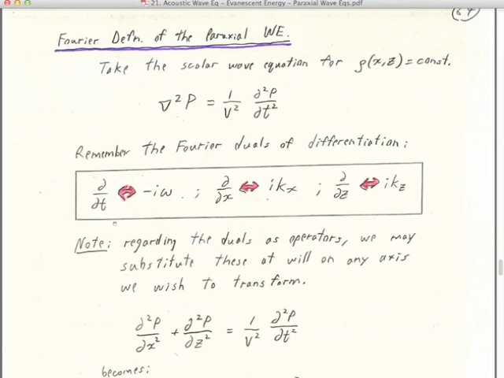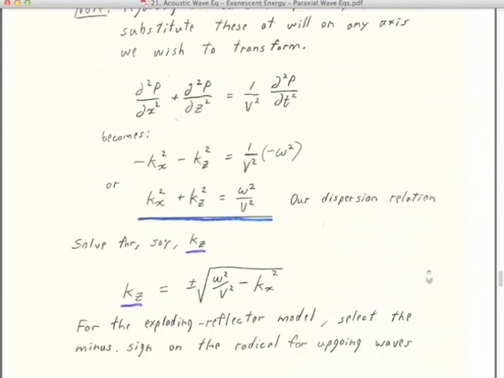The d/dt, the time derivative, in the Fourier domain becomes multiplication by the complex number minus i omega. d/dx becomes multiplication in the Fourier domain by i kx. d/dz becomes multiplication in the Fourier domain by i kz. So to Fourier transform the wave equation, we just substitute in the Fourier duals. We don't have to do them all at once either. We can substitute them at will on any axis we wish to transform.